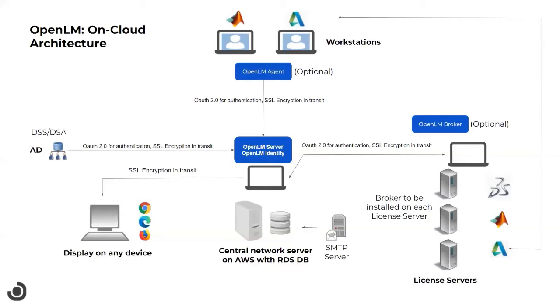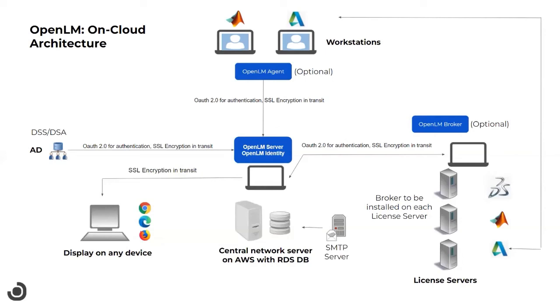So here you don't have to take the pain of building a separate server for hosting the OpenLM server program. You can just relax and connect your license servers with the OpenLM server program, which is hosted on our cloud. So what you need is the OpenLM broker to be installed on the license servers, which are there in your network. Deploy the agent on the workstations in your network, and connect them all to the OpenLM server, which is there on the cloud.